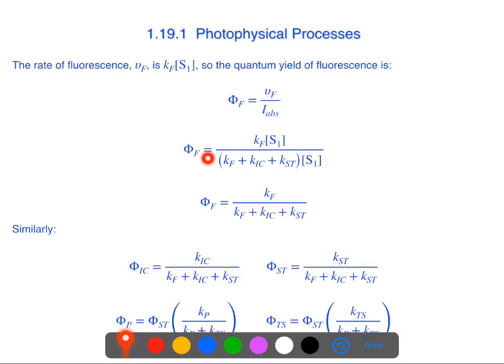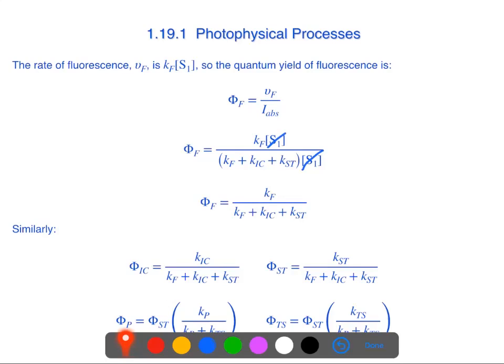So the quantum yield of fluorescence, which is equal to I_F, which now we know is equal to Kf times the concentration of S1, divided by I_abs, which was equal to the sum of the rate constants responsible for deactivation of the S1 state times the concentration of S1. The concentration of S1 is going to cancel on both sides of this quotient. And so now we have our fluorescence quantum yield written in terms of the rate constant responsible for fluorescence and all the rate constants responsible for the deactivation of the S1 state.